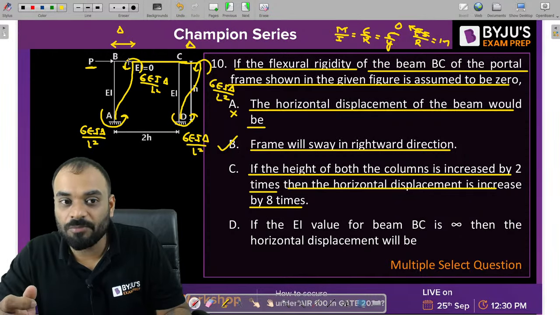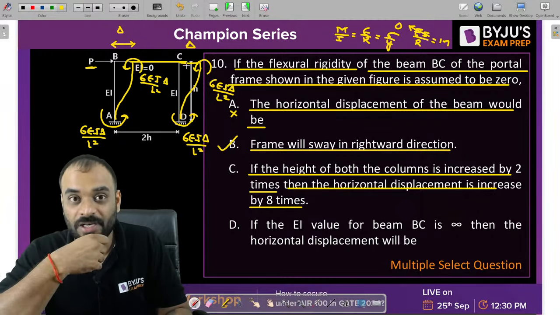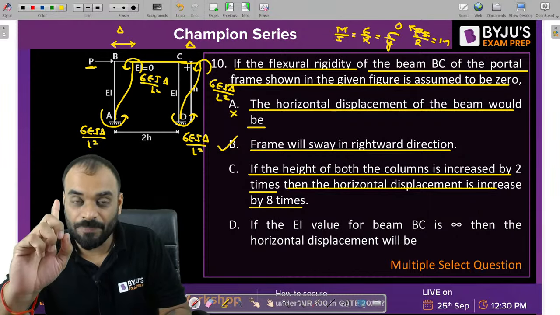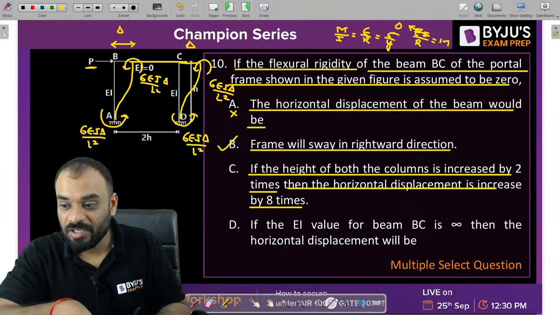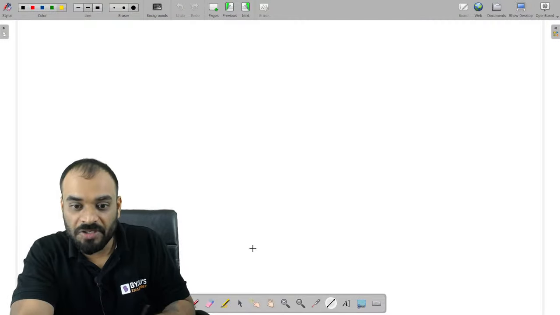So what will happen basically over here? This particular end and this particular end will act as a free end. If it is free end, then what will happen, sir? Let me explain.